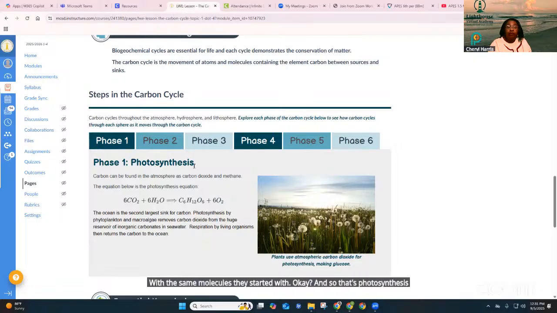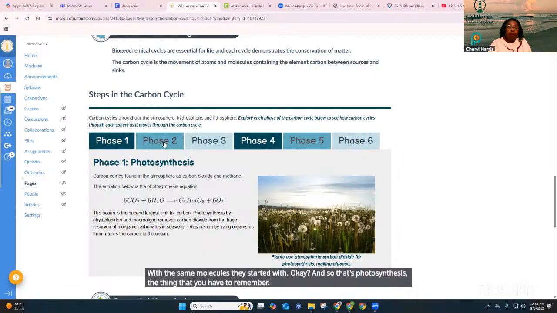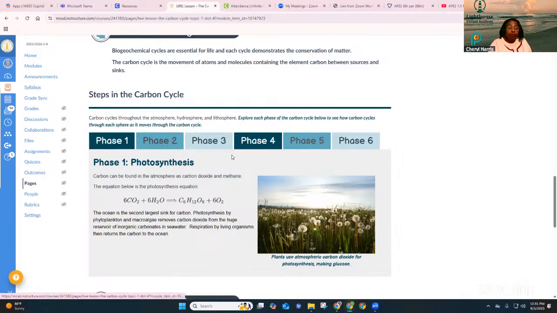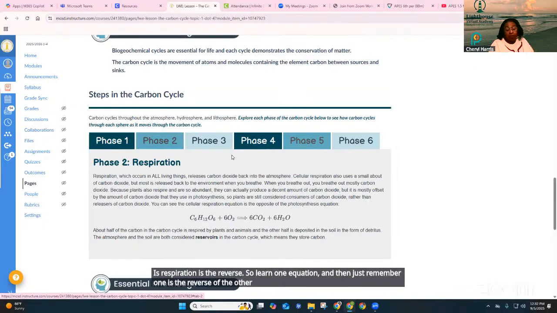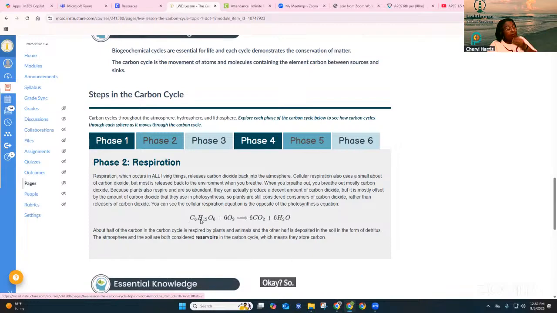The thing that you have to remember is respiration is the reverse. So learn one equation and then just remember one is the reverse of the other. The important thing is to remember which one is which. Okay, so photosynthesis made carbohydrates, sugar, glucose. It gave off oxygen. So in respiration, you take in oxygen, you take in the glucose in the foods that you eat.